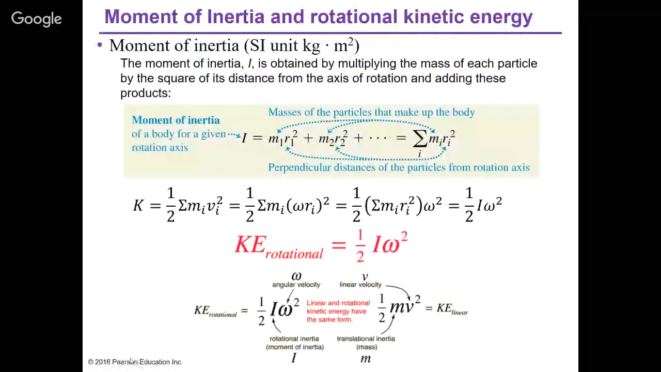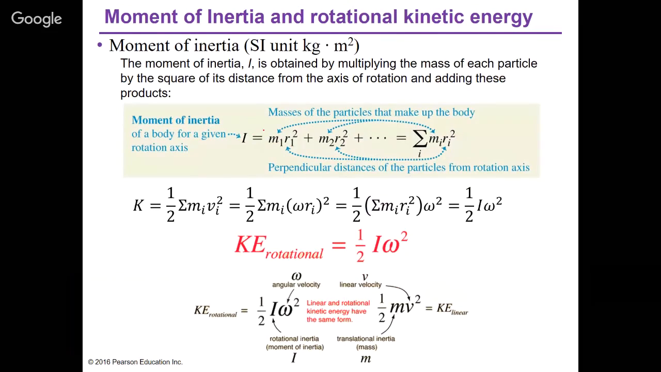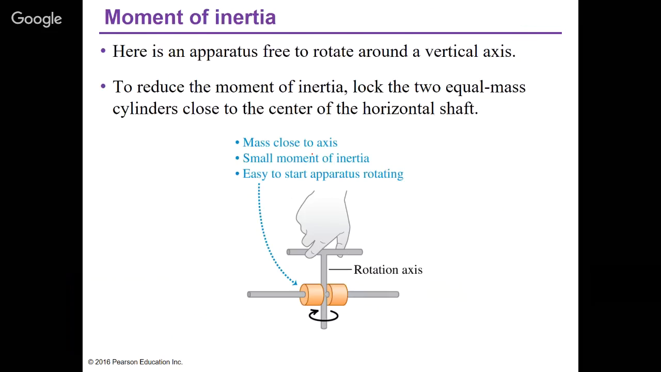So now we previously have defined the moment of inertia as basically a sum of the mass times the distance from the axis squared. Okay, so let's do a thought experiment.